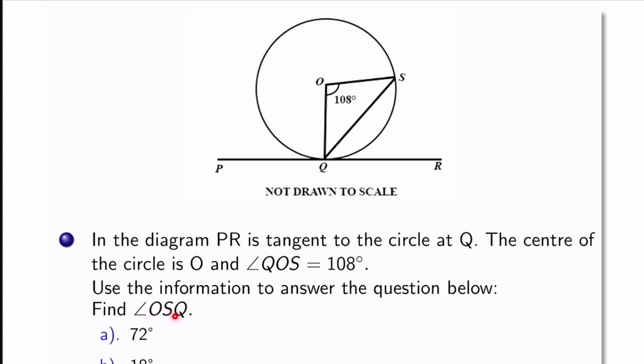Find the angle OSQ. And so we are being asked to find the angle given by OSQ. That's the angle here. Now we should know that the line from Q to O is the radius of the circle, and the line from O to S is also the radius of the circle, which implies that this line is the same as this line, right? Hence, triangle OSQ is an isosceles triangle, and so we can find the angles.